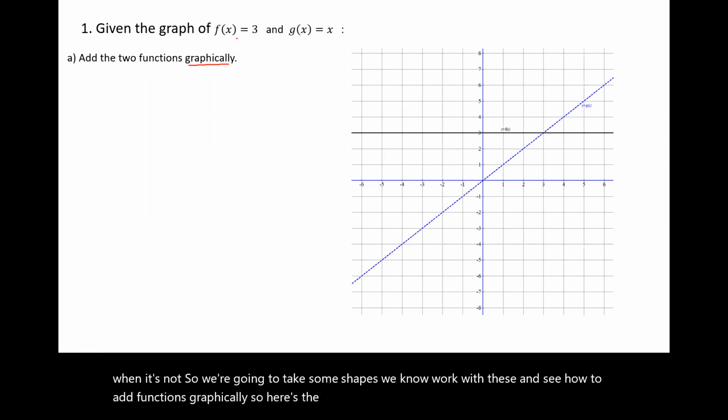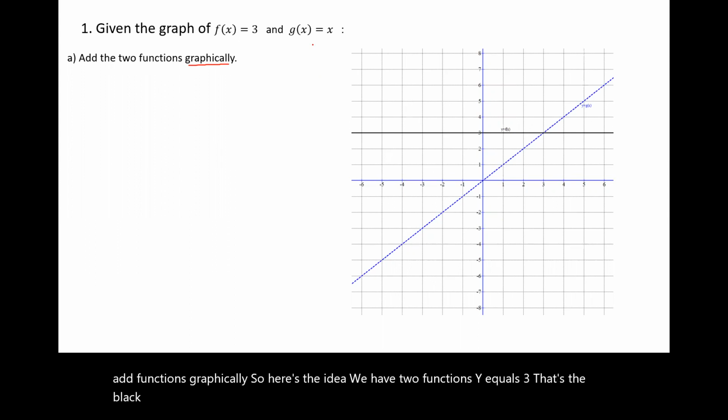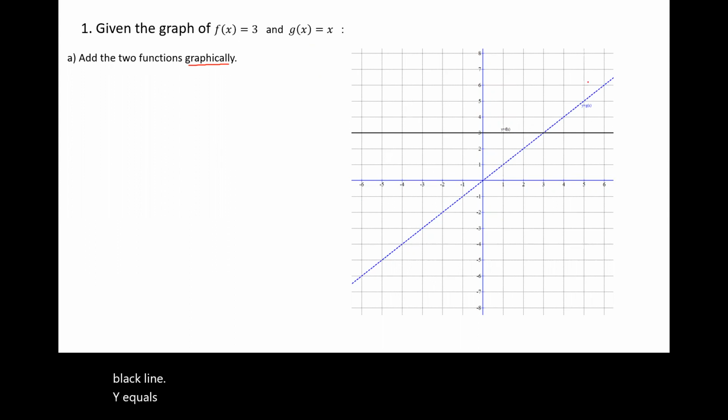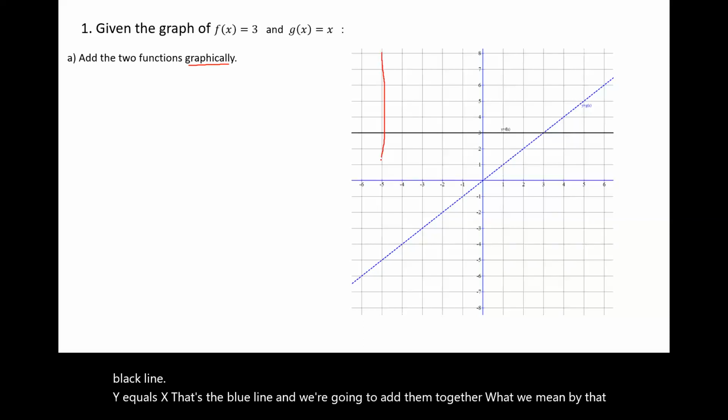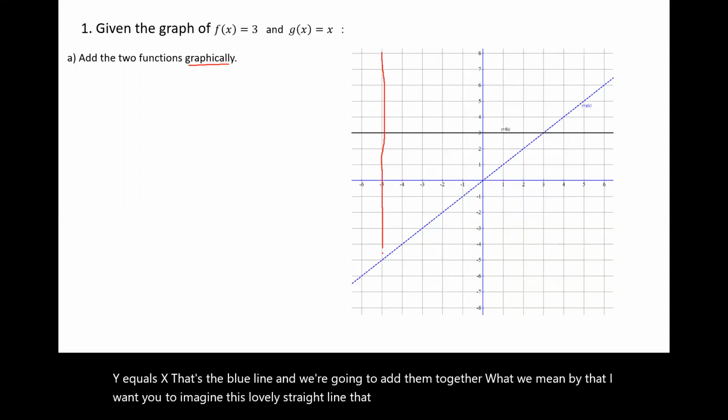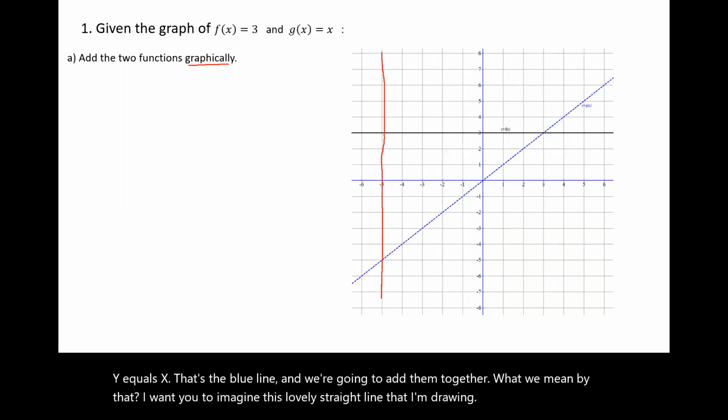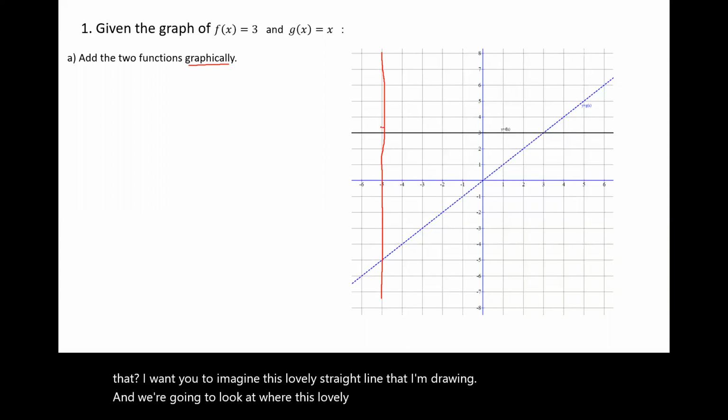So here's the idea. We have two functions: y equals 3, that's the black line, and y equals x, that's the blue line. And we're going to add them together. What we mean by that, I want you to imagine this lovely straight line that I'm drawing. And we're going to look at where this lovely straight line crosses the first function and crosses the second function.